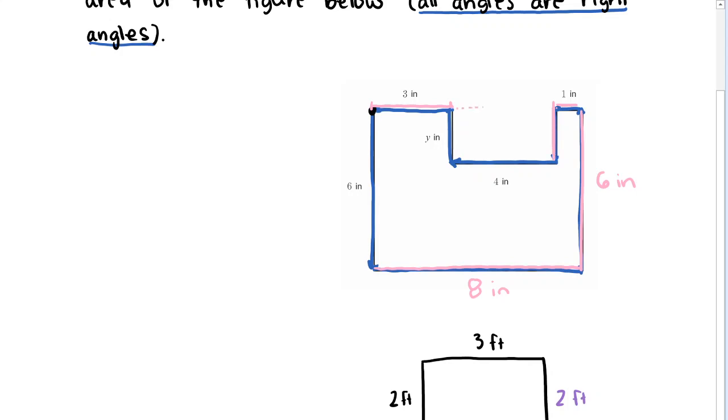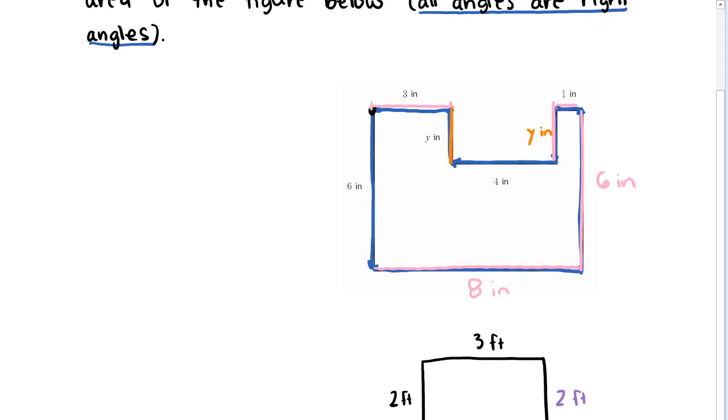But notice that if we imagine this small rectangular figure, maybe I'll outline it in orange, this side that we're missing on the right is the same as the measurement of the side on the left. That's y inches. Although we don't know it, whatever y is, it's going to be the same value on the right side as it is on the left. And so there we have it.